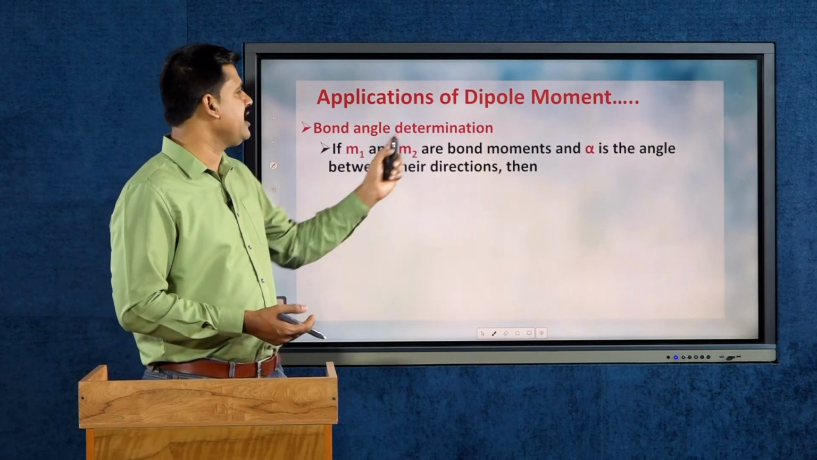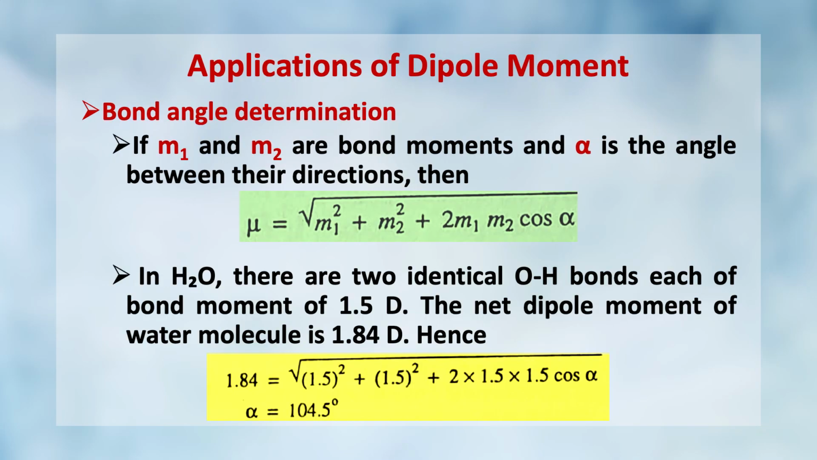If M1 and M2 are bond moments and alpha is the angle between their directions, then the resultant dipole moment mu is given by this expression. Mu is equal to under root M1 square plus M2 square plus 2 M1 M2 cos alpha.